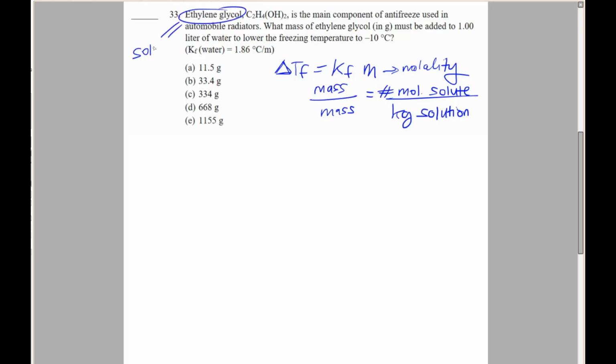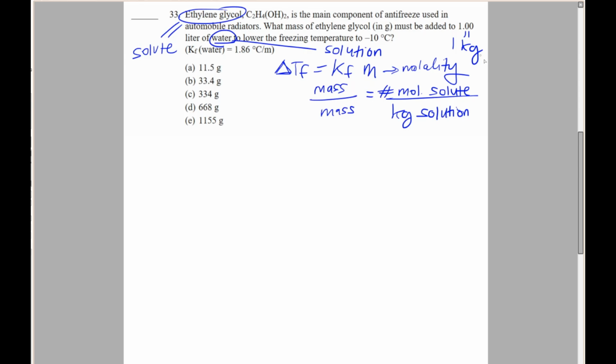So the solute is going to be the ethylene glycol. So this is the solute. And the solution is the water. So water is the solution. And 1.0 liters of water, that's the same as 1 kilogram of water when you convert it to the mass. And we're also told that we have this Kf of water. So we have all of these except for the molality. So the first step we can do is solve for the molality.